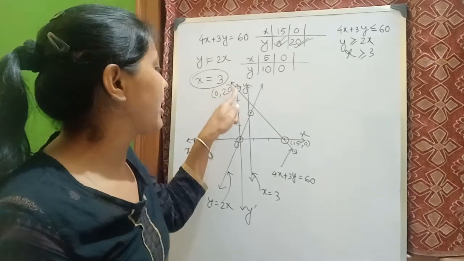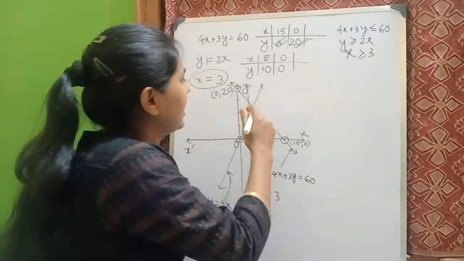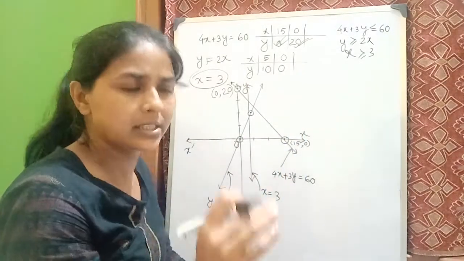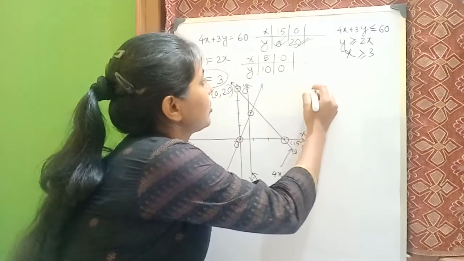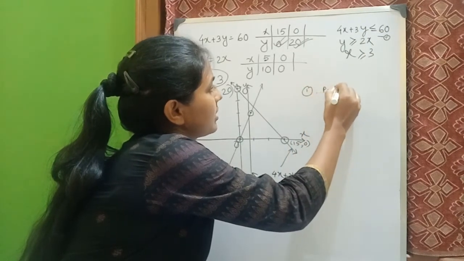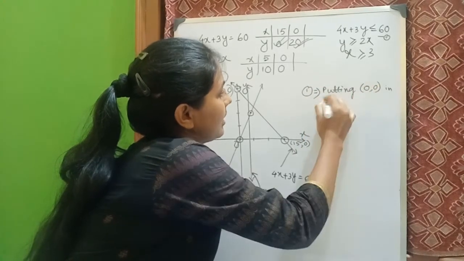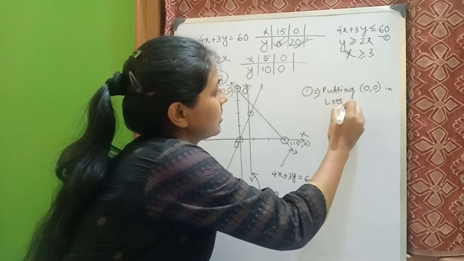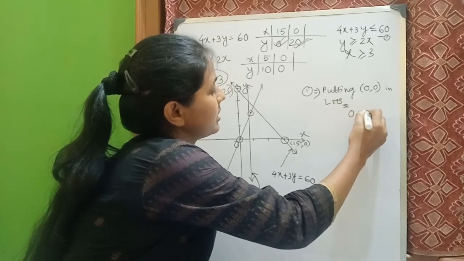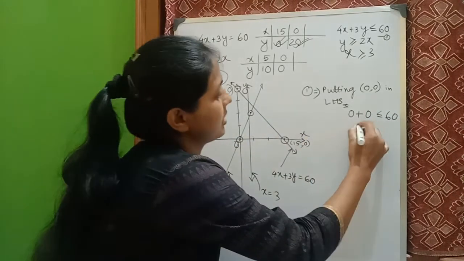We will choose the first line first. I'm putting any point on either this side or this side. I'm taking (0, 0) because that is the easiest one to calculate with. From inequality number 1, putting (0, 0) in the left hand side, 4 into 0 means 0, 3 into 0 means 0. Now 0 plus 0 less than or equal to 60 or not? Yes, and this is true.